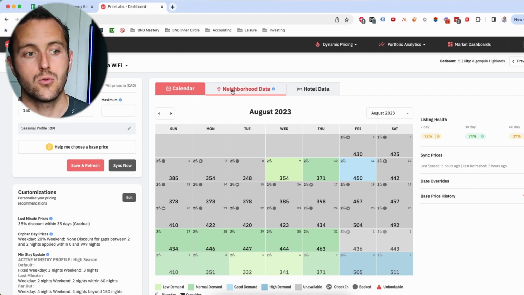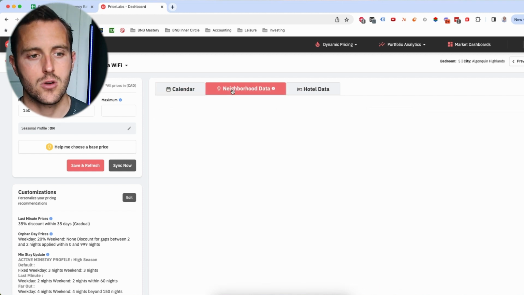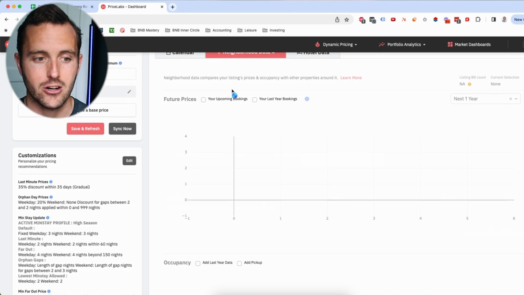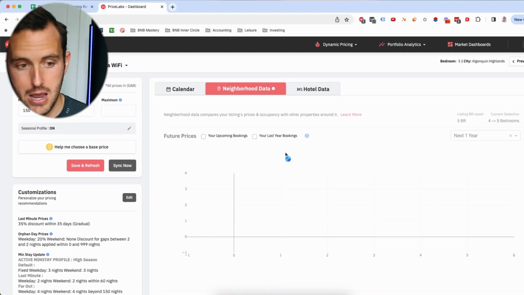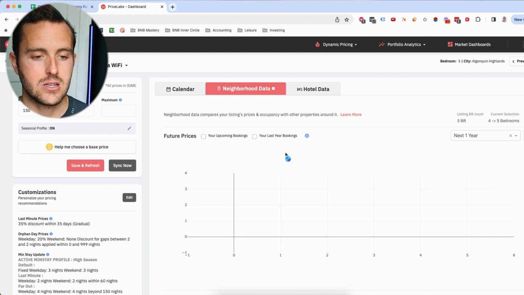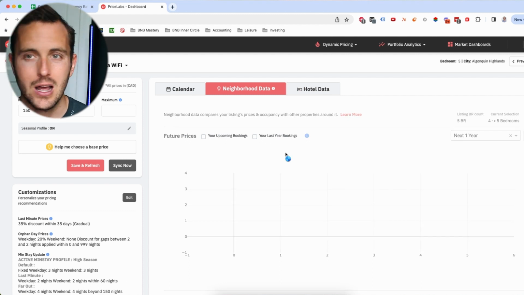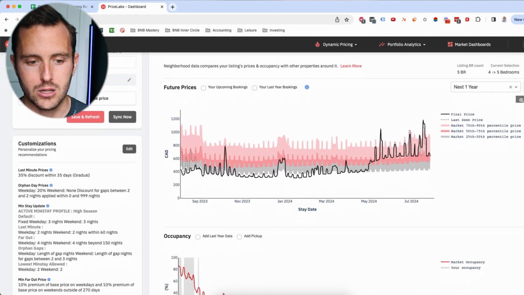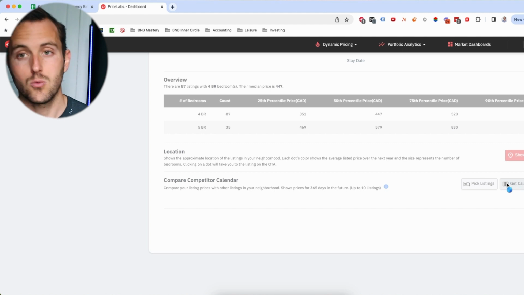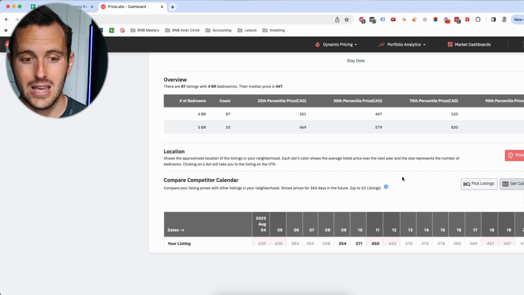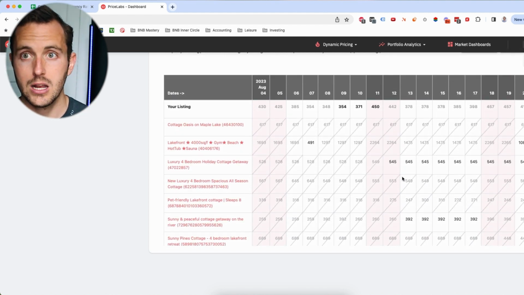Now, what's also really cool about Price Labs is that you can go and see exactly how your competitors are doing at any given time and see how your pricing compares to the rest of the market. So you can see exactly what percentile you're falling in, how well you're doing. And one of the things I really, really love is being able to scroll down here and look at our competitors' calendars.